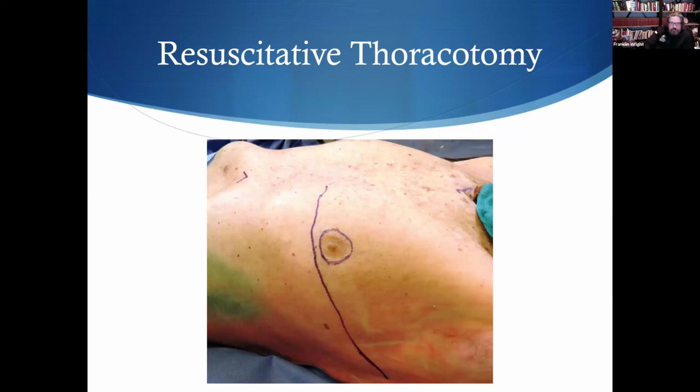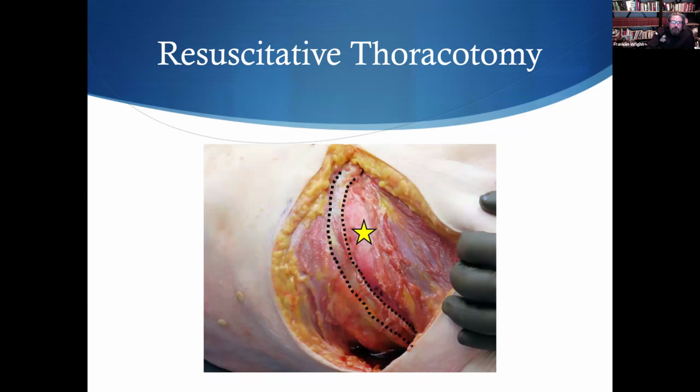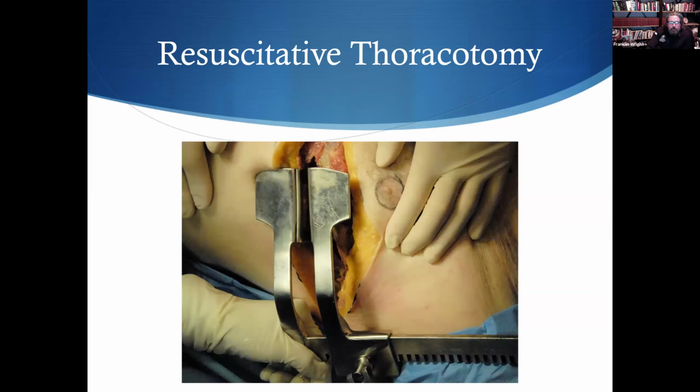I'll go through some of the studies, but briefly, for a resuscitative thoracotomy, we make an incision from the sternum just under the nipple, or in the inframammary fold, along the fourth intercostal space. So that's the incision cut down. The star is the fourth intercostal space. You can see the rib outline below there. We're opening into that space, putting in a Finochietto retractor to open the chest.